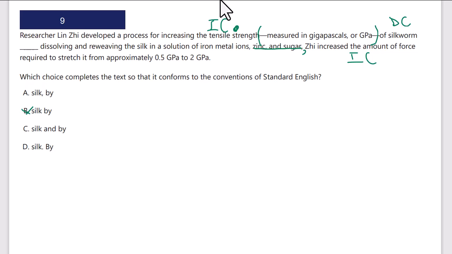So let's read that. Researcher Lindsay developed a process for increasing the tensile strength of silkworm silk, period. New sentence, by dissolving and reweaving the silk in a solution of iron metal ions, comma, Z increased the amount of force required to stretch it from approximately blank to blank. That's your independent clause started by a dependent clause and separated by a period from the previous independent clause. D is going to be the answer. You can run around in circles here between A, B, and C, but once you realize you need a separate sentence for the two separate independent clauses, D becomes the obvious choice.